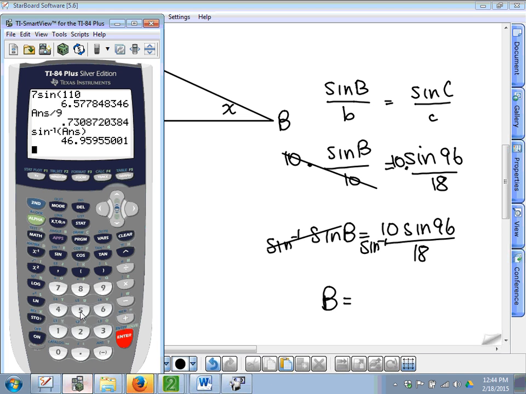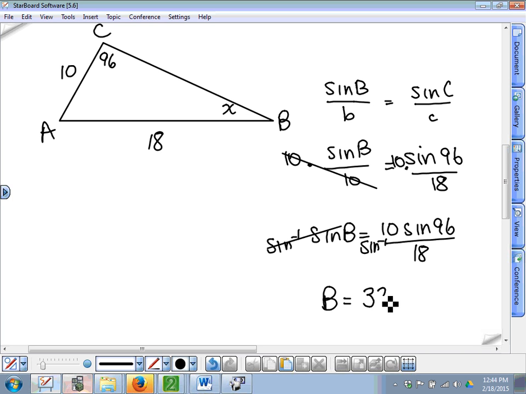So on your calculator, again, this is how I would do it. 10 times the sine of 96 divided by 18. Then take the inverse sine of that. I'm getting 33.5. All right, now we're done.